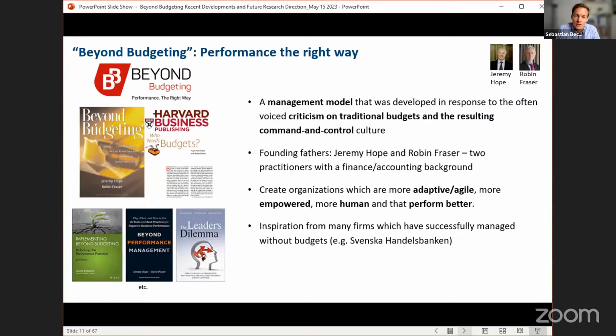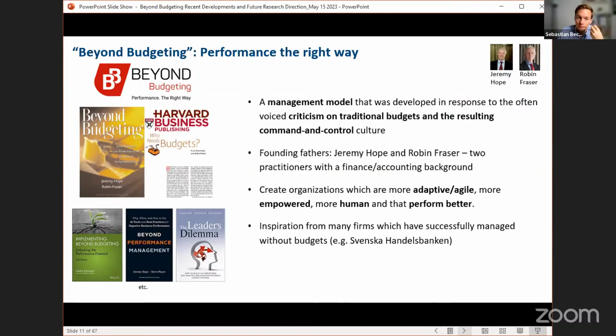So then they said, okay, we need to look beyond budgeting. So what lies beyond? What lies on the other side? If we don't do budget, what could we do instead, right? So that became sort of the working title of their project back in the late 90s. And eventually this also became the name of their management innovation, which was then called Beyond Budgeting.